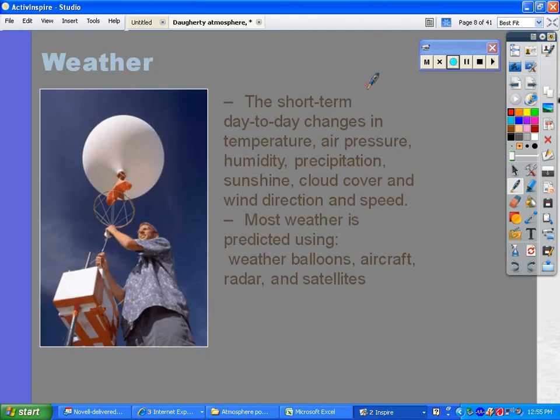Okay, just a couple more diagrams. So before we get to the last couple layers, we'll just talk about what weather is. We said weather does occur down in the lower layer of the troposphere. The weather is just your day-to-day changes. It's what you check on weather.com. If you're like me, I check that almost every day to see what the temperature is going to be like, what the humidity, what the percent precipitation is going to be like. Is it going to be sunny? Is it going to be cloudy? What's the wind direction and wind speed? Those are your day-to-day conditions. Those can be measured with weather balloons, aircraft, radar, and satellites.